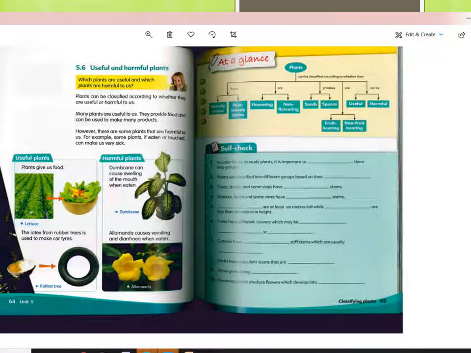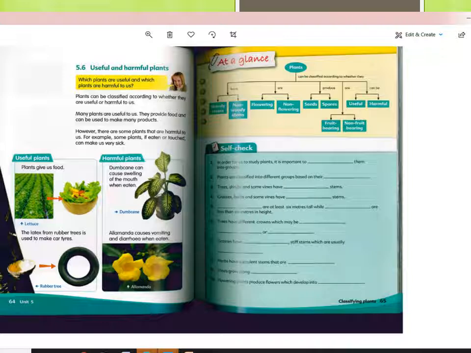In this slide, we look at useful and harmful plants. Which plants are useful and which plants are harmful to us? Many plants are useful to us. They provide us food, energy, and they're also used for making other products. Besides, they also help keep the environment clean. However, there are some plants that are harmful to us. If you eat them or touch them, that can make you sick. Look at the pictures on your left. Pumpkin, it can cause swelling of the mouth if you eat it, and the flowers below, if you eat them, they can cause severe vomiting and diarrhea.